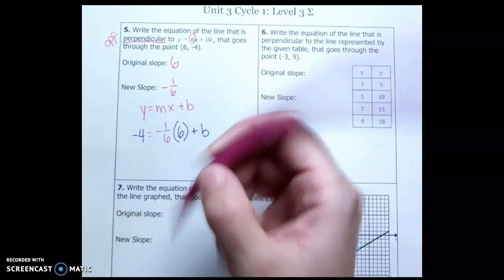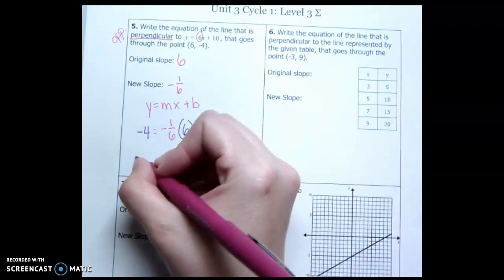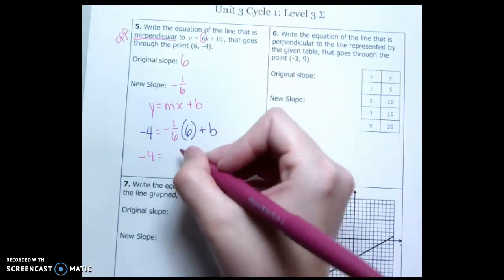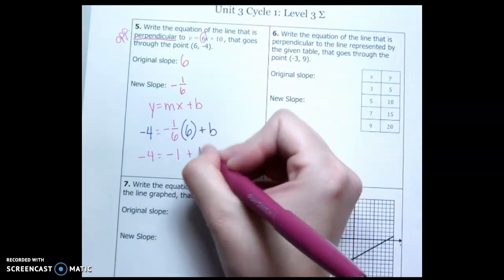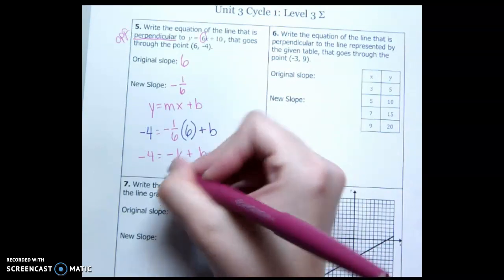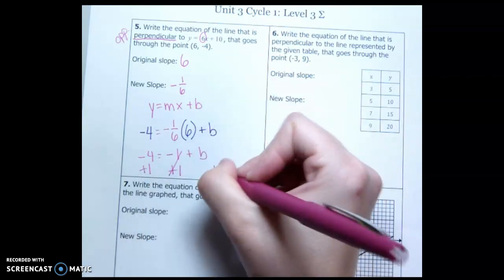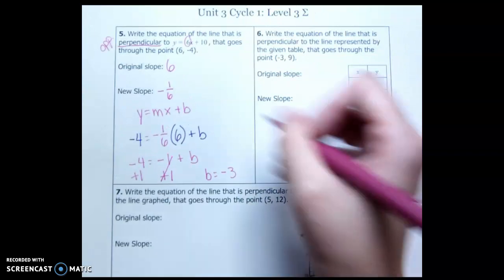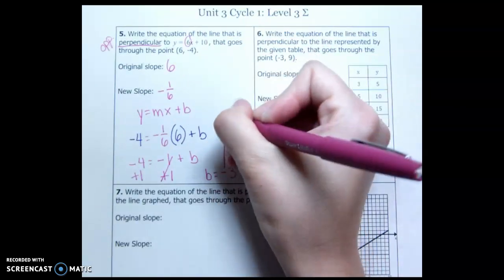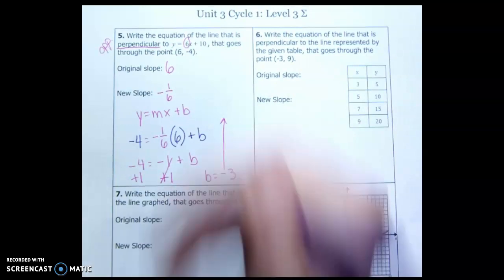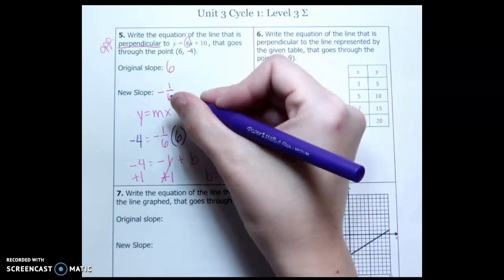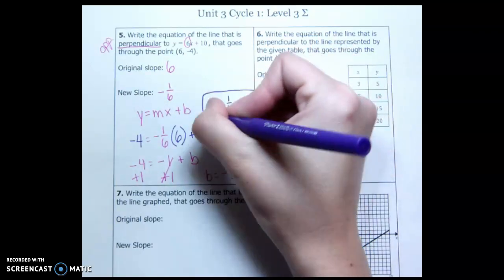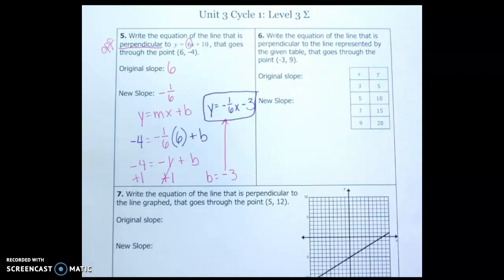So the first thing I have to do is multiply these. Okay, so negative 4 hasn't changed. 1/6 times 6 is negative 1, and then plus b. So I can add 1 to both sides now. And b equals negative 3. But I'm still not done because I need the equation of the whole line. So I'm going to write it up here because I ran out of space. Y equals my new slope, negative 1/6 x minus 3. And that's my final answer.